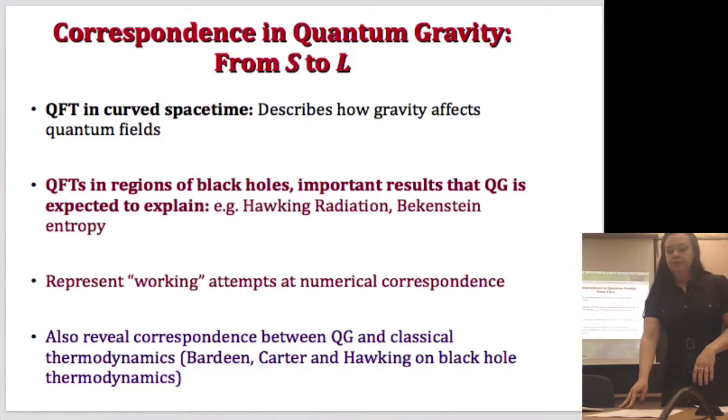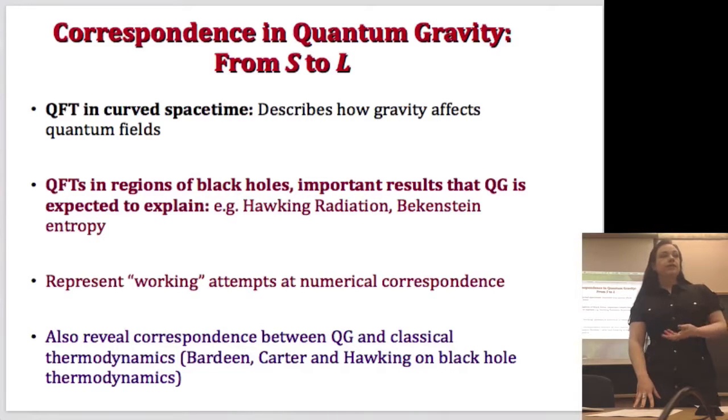Another approach is quantum field theory in curved space-time, which describes how gravity affects quantum fields. And exploring our quantum field theories in the regions of black holes has led to a lot of important results, such as Hawking radiation and Bekenstein entropy, that are now serving as the data for quantum gravity. So we expect any theory of quantum gravity to now explain these results. And interestingly, exploring our current theories and their interrelations and pushing them to their limits this way, we've found additional correspondence in terms of black hole thermodynamics, analogous to classical thermodynamics.